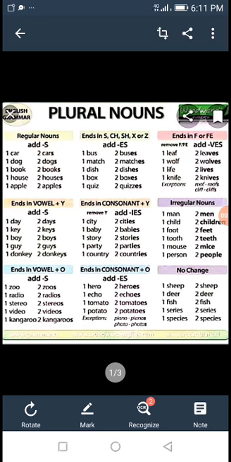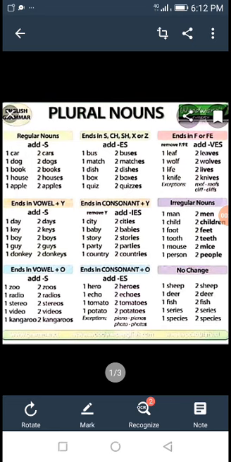See the first rule, regular nouns. If you have regular nouns, you should add only s to make them plural. For example, one car, two cars; one dog, two dogs; one book, two books; one house, two houses; one apple, two apples. See, this is the first rule. If you see the examples of regular nouns, you only have to add s to make them plural.